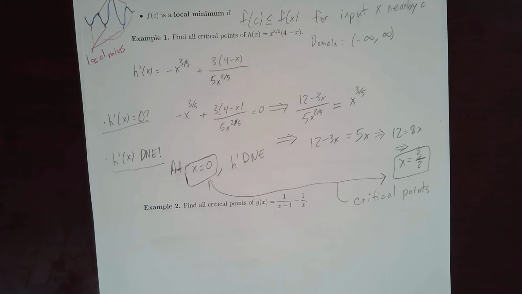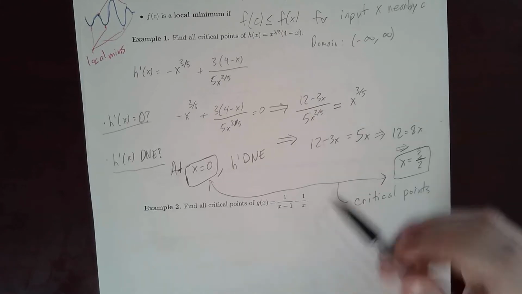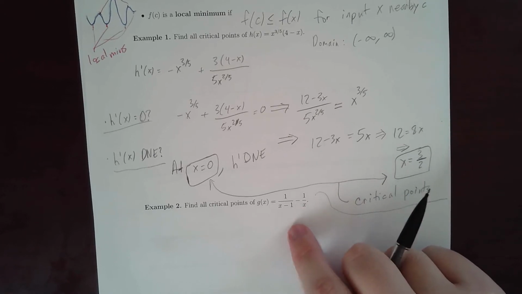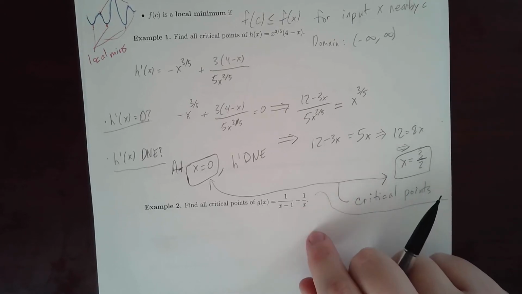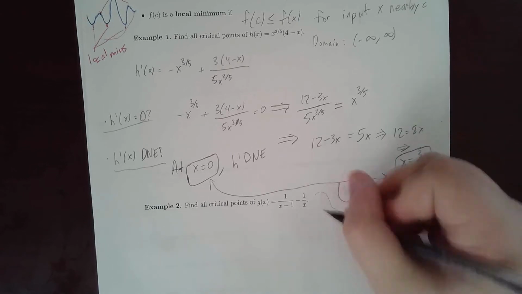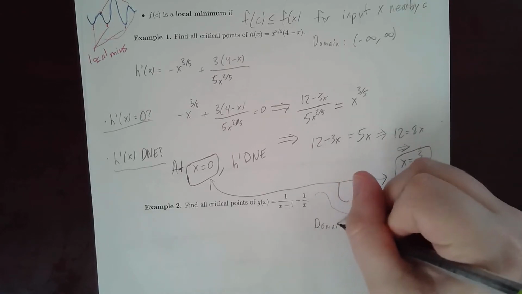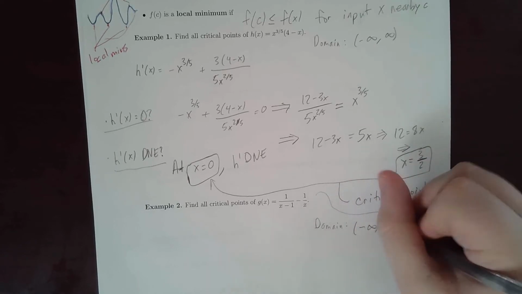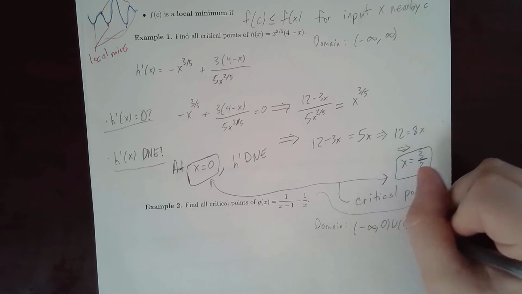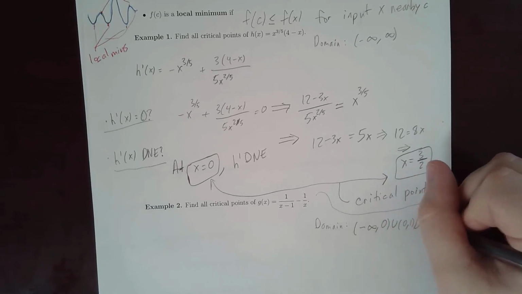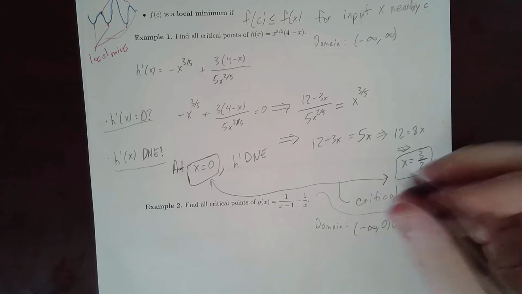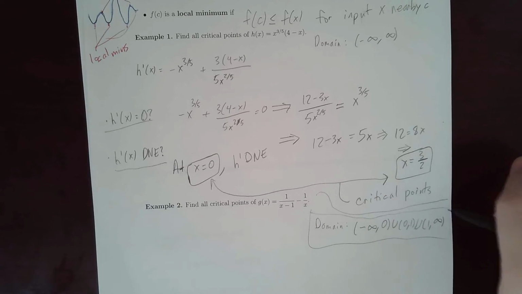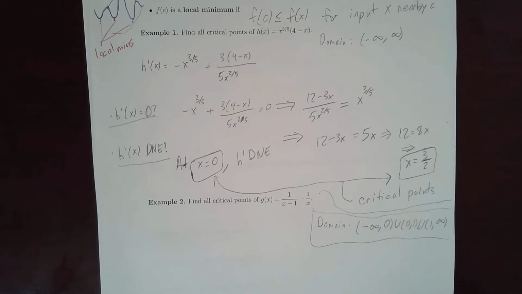So let's say we've got the function here g of x, where it's equal to 1 over x minus 1 minus 1 over x. Now here, our domain for g of x is going to be negative infinity to 0, union with 0 to 1, union with 1 to infinity. So in other words, we cannot have 0 or 1 at all be input into our function.